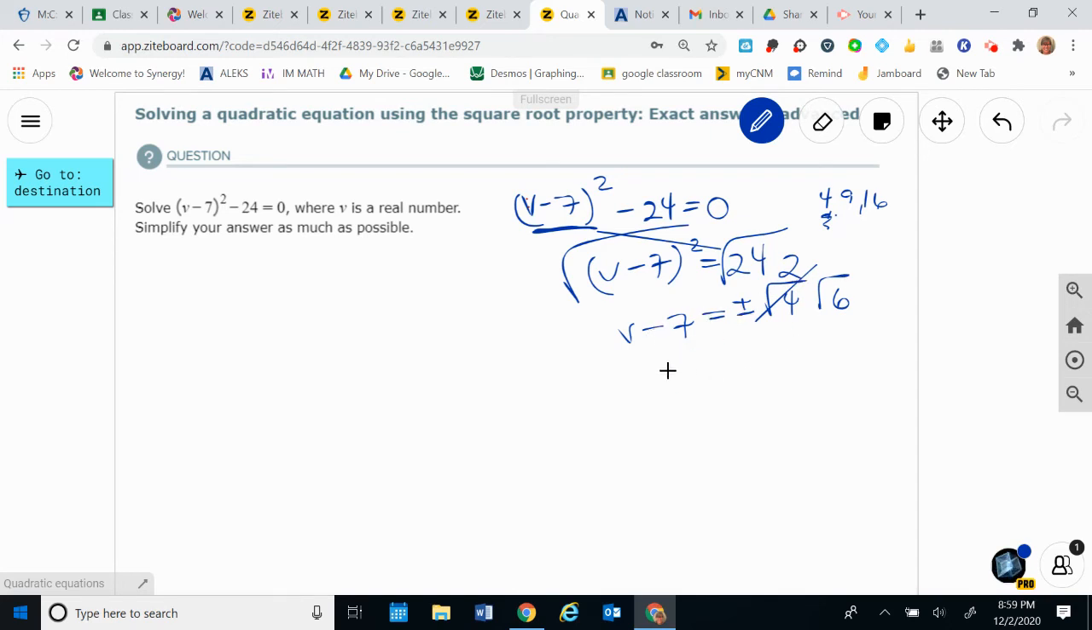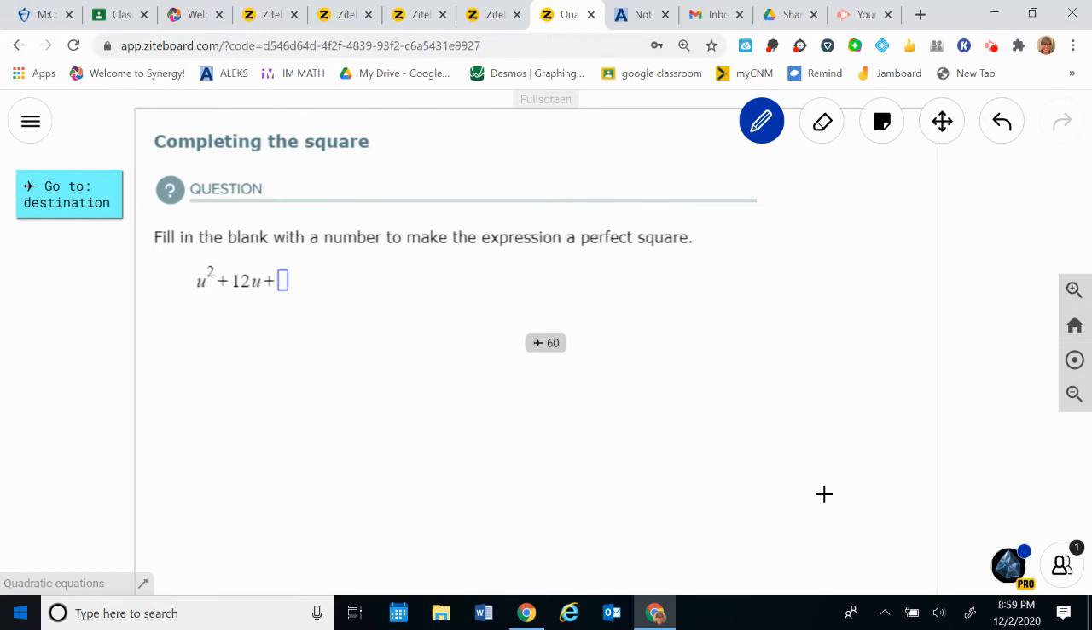Move the 7 to the other side. So you're going to get v is equal to 7 plus or minus 2 root 6. Or v is equal to 7 plus 2 root 6, or 7 minus 2 root 6. And those are your two answers.